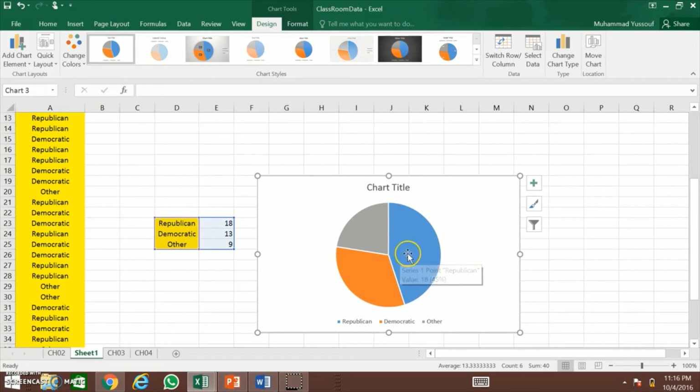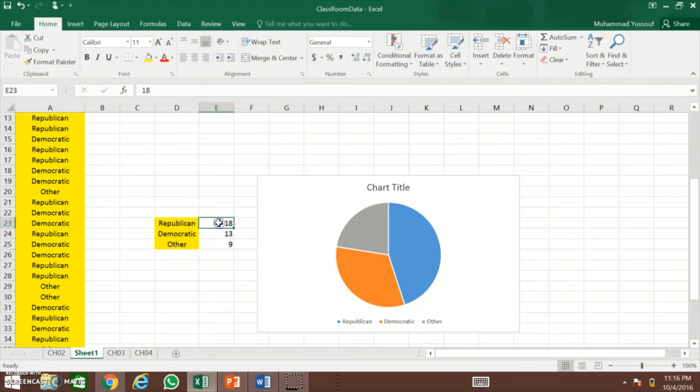And this is a live chart. Example, what I mean by that. If you change this information, let's say you make it 18 to 28, this piece of the pie will increase. Right? So you see the Republican portion increases accordingly.